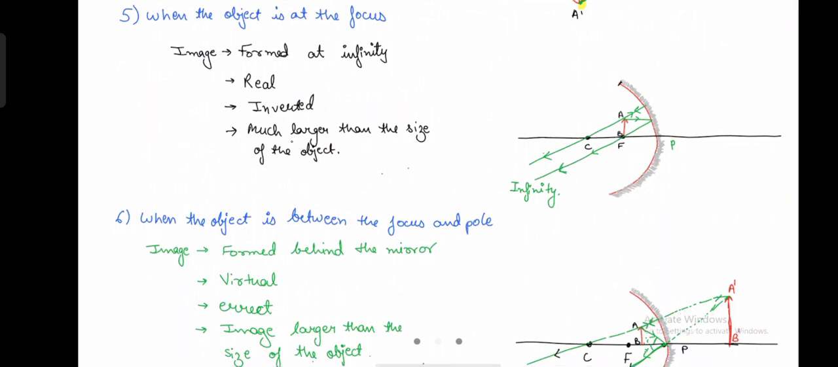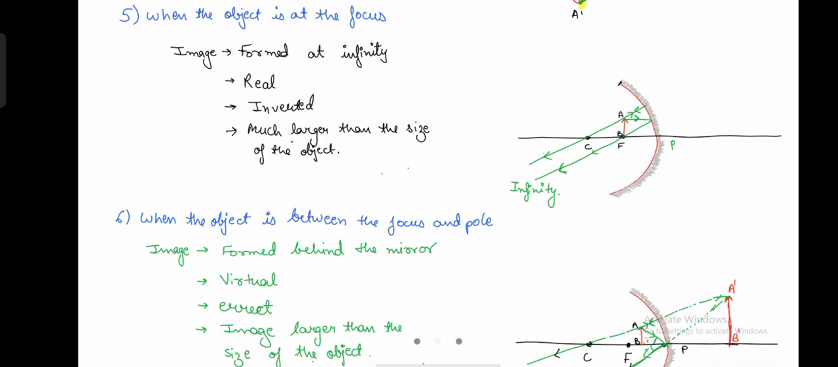So when it is on the focus, again there are two lines, one which is parallel to the principal axis, which will be passing through the focus. Then the other one, the same scenario as that of the previous one: one line which is starting from the object, going to the mirror, coming back from the same path, and then passing through the center of curvature. We see that these two lines are parallel to each other. It means they will never meet. So we say that the image in this case will be formed at infinity.